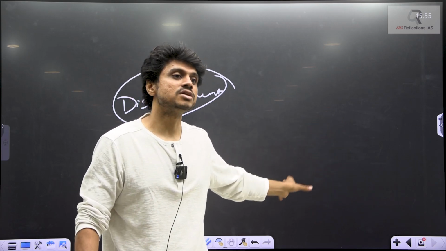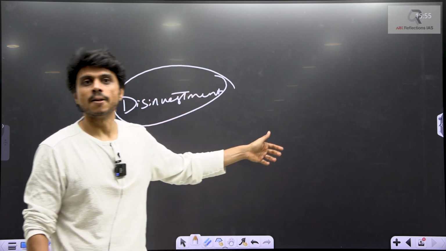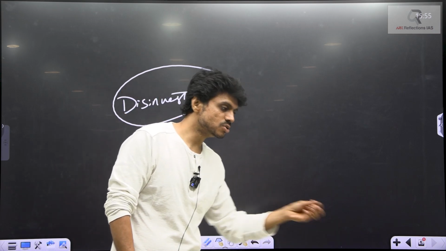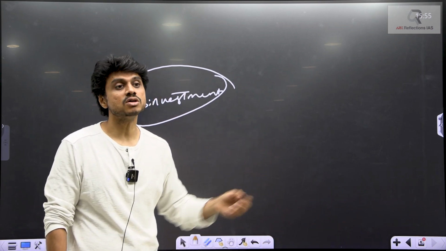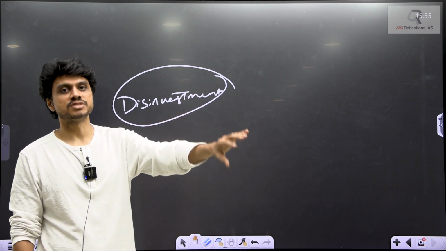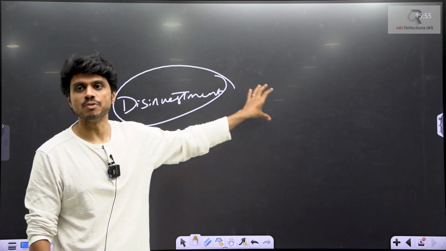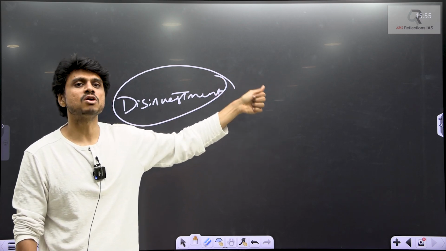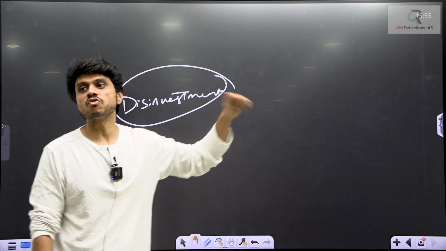So then they started slowly selling the stakes. They started to reduce the stake of the government. Suppose the government is holding 100% of the shares, and now I am selling some of the shares to the private sector. In this way I will release IPOs. IPO means initial public offering. Later on there can also be a follow-on public offering.